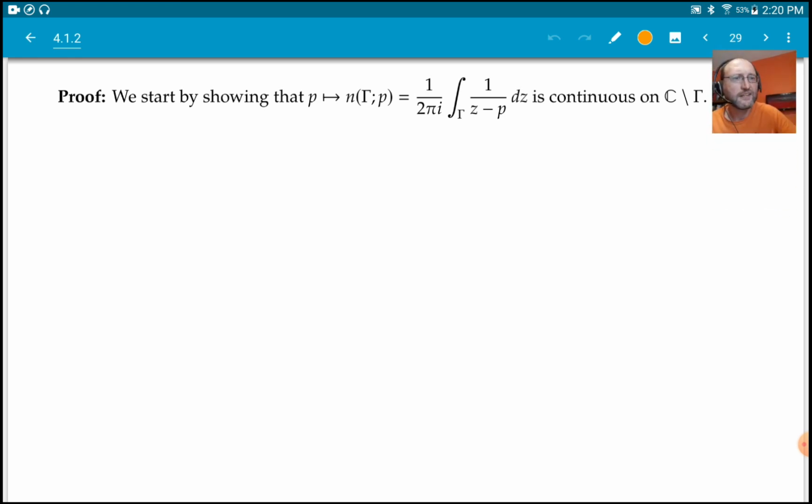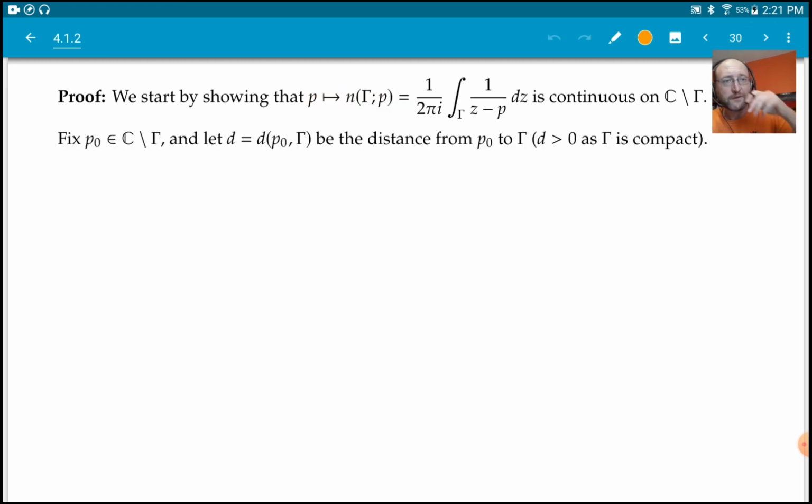So how do we do this? We actually are going to show that the winding number, thinking of it as a function of p, where gamma is fixed, is a continuous function. And it's a continuous function on this open set C minus gamma, right?